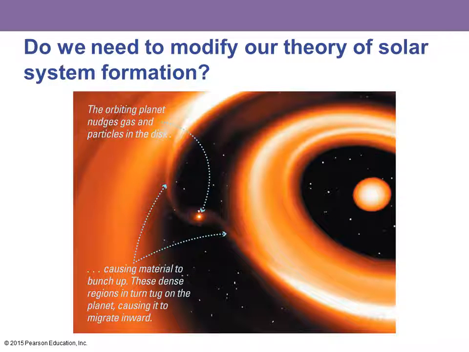So here's an example of how we might have to modify our theory. This is on page 276, figure 10.13. It shows that some orbiting planets may actually have nudged gas and particles in the disk as it was forming. It caused material to bunch up, and then these regions in turn tugged on the planet, causing it to migrate inward. So what we're looking at here is a possible explanation for why our observations show so many hot Jupiters.